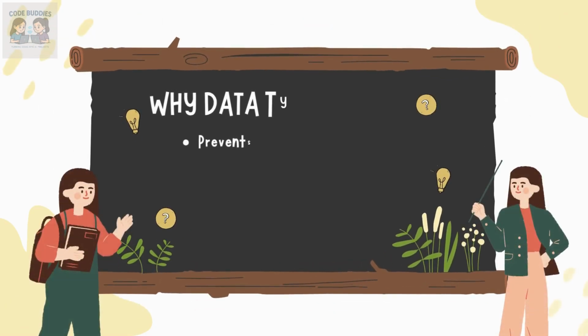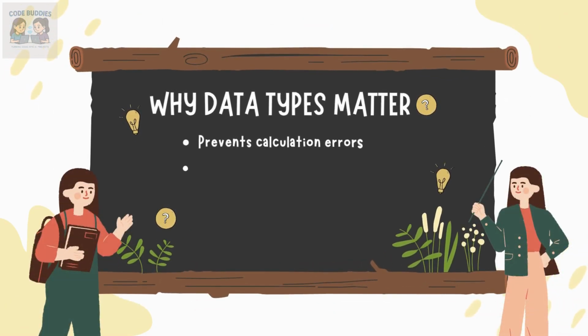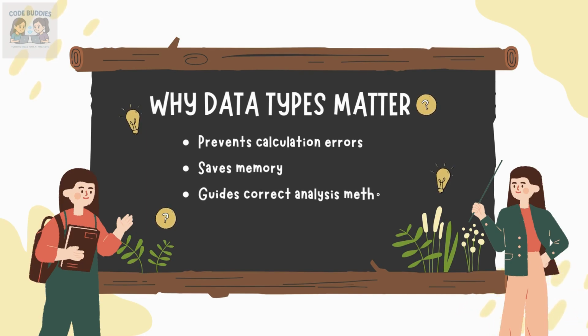Why data types matter. If you treat text as a number or a number as text, your code will start throwing errors, and you'll spend hours wondering why your math doesn't work. Data types also affect memory usage, and with large datasets, that's a big deal. And finally, the type determines which analysis methods you can use. You can't take an average of names, but you can find the average of ages. So always check your data types before you start crunching numbers.